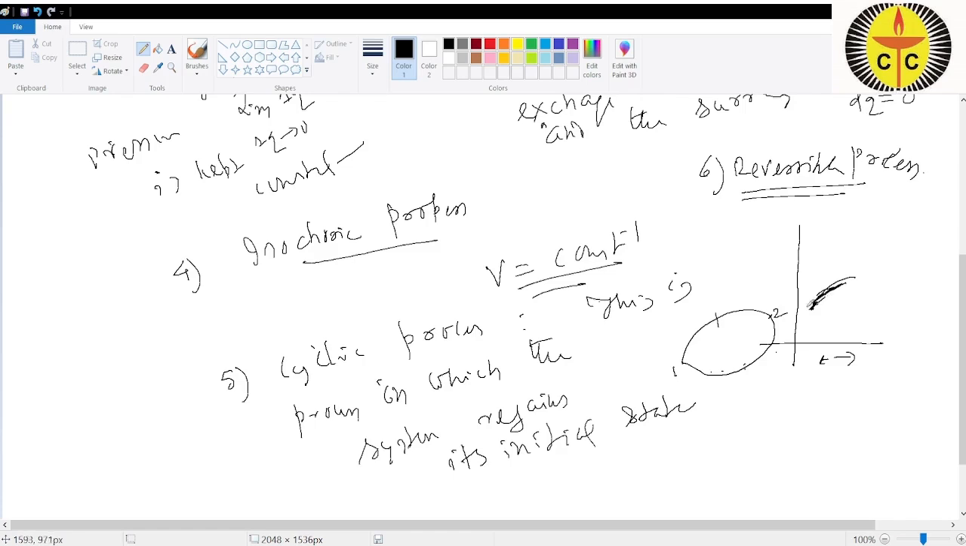Another thing is the irreversible process. In an irreversible process, the system moves instantly from one state to the other, and the initial state can never be regained. So that is called an irreversible process.